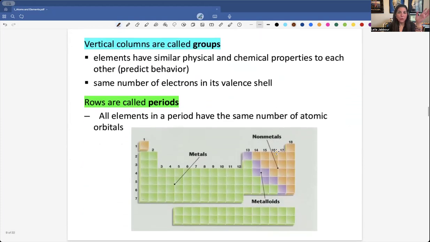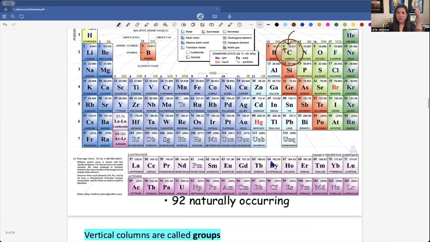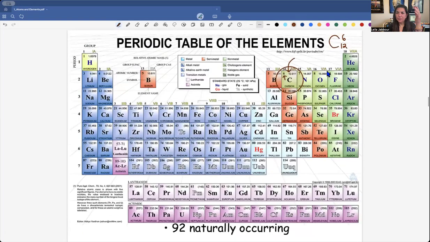So how are they organized? The vertical columns are called groups. So every column is a specific group: this is a group, this is another group, this is another group. Elements within the same group have similar physical and chemical properties to each other, so they basically behave the same in general.